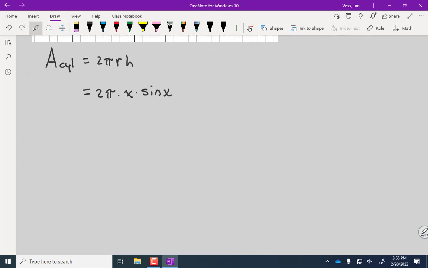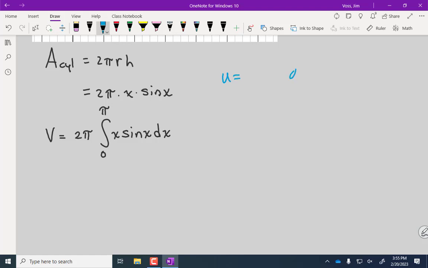So volume is the integral of area. So we're going to integrate this product from 0 to pi. So that will give us our volume. Ultraviolet voodoo, we have a product. We're going to use some voodoo.